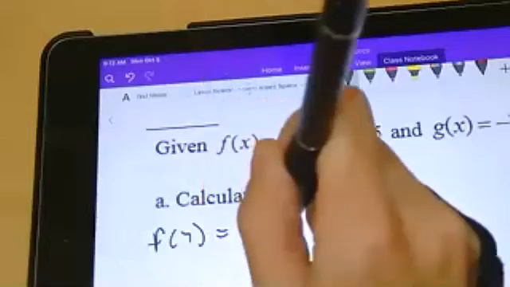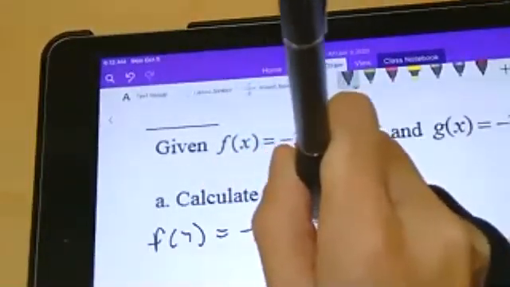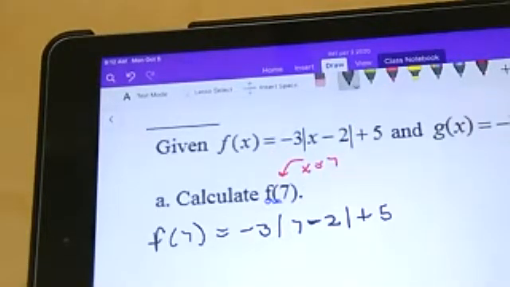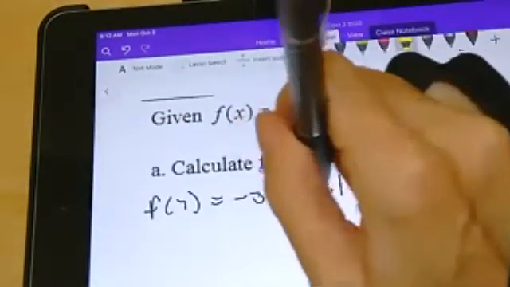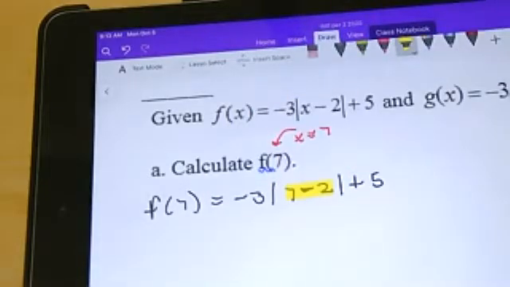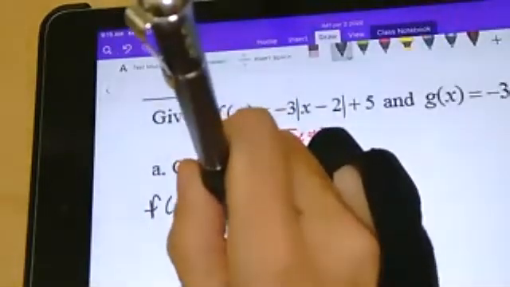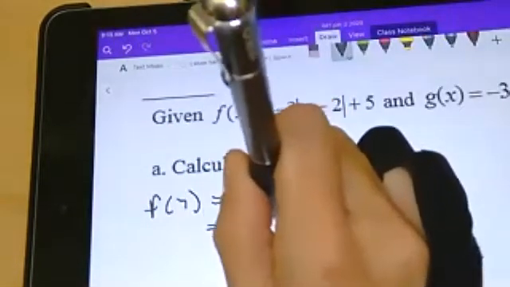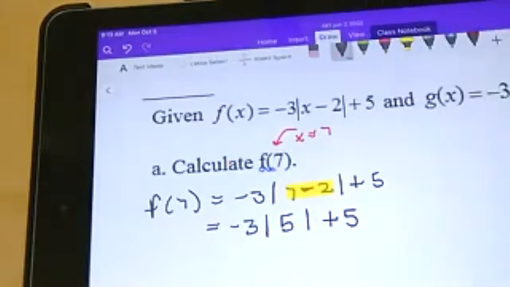So I get -3 times the absolute value of 7 minus 2, plus 5. Okay, absolute value works like parentheses. That means that 7 minus 2 is grouped together within the absolute value, so you need to do that first. So I now have -3 times the absolute value of 5 plus 5.